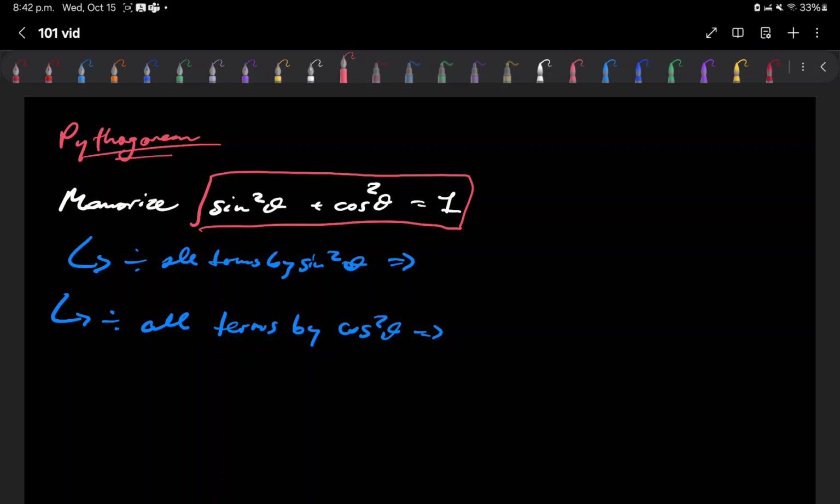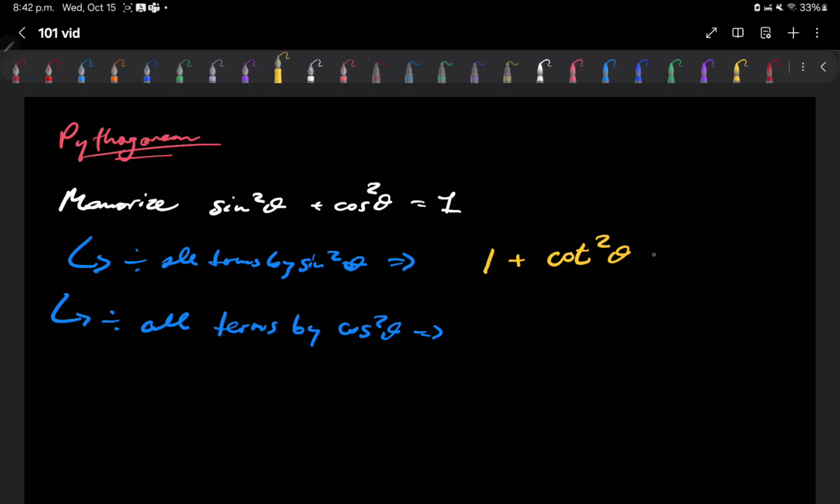So if you divide all of these by sine squared, you'll get 1 plus cos squared over sine squared. That is our quotient identity, so that will be cotangent squared theta, is equal to 1 over sine squared, which is cosecant squared theta.